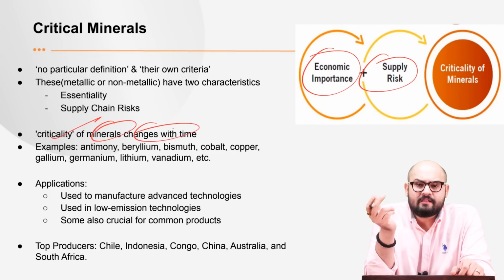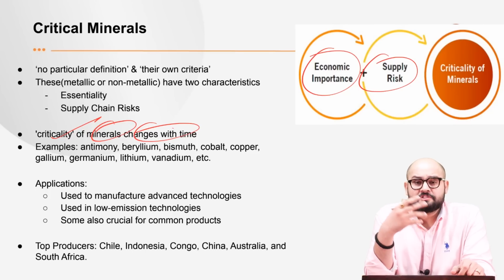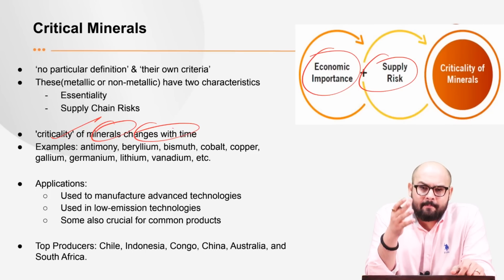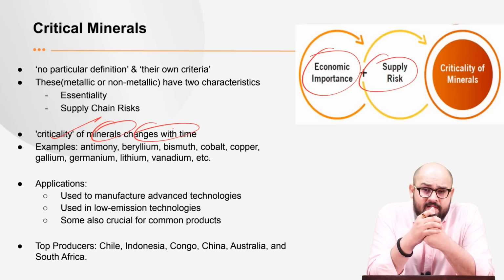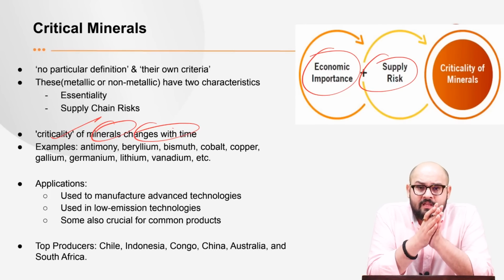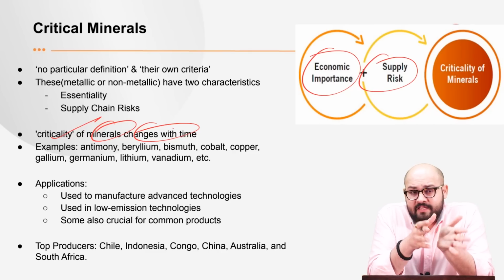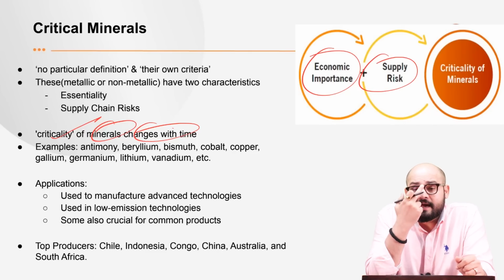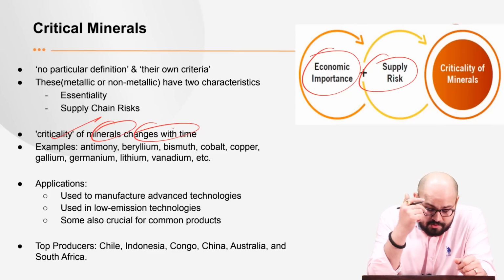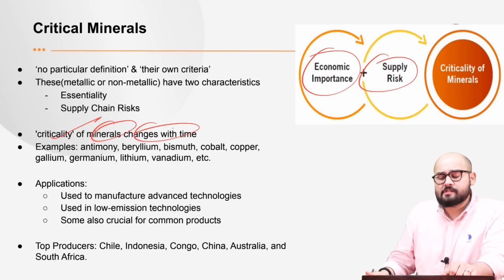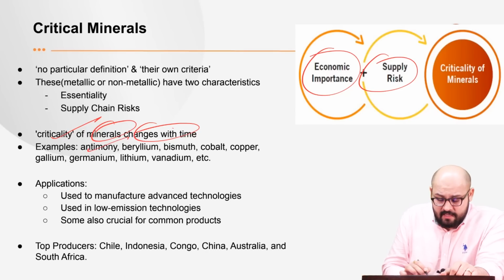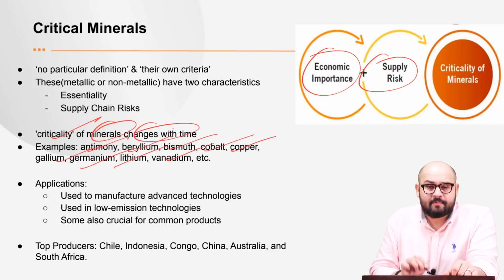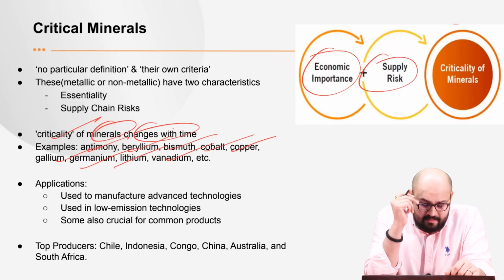That is according to the needs of the society, according to the technological evolution. So let's say you have got a particular mineral which has become important when it comes to a particular technology. So that might become critical for that particular country, right? So it evolves with time according to the needs of the society and according to the technological evolution. Now, what can be the examples of critical minerals? It can be antimony, it can be beryllium, bismuth, cobalt, copper, gallium, germanium, lithium, vanadium, right? So these are some of the examples of critical minerals.